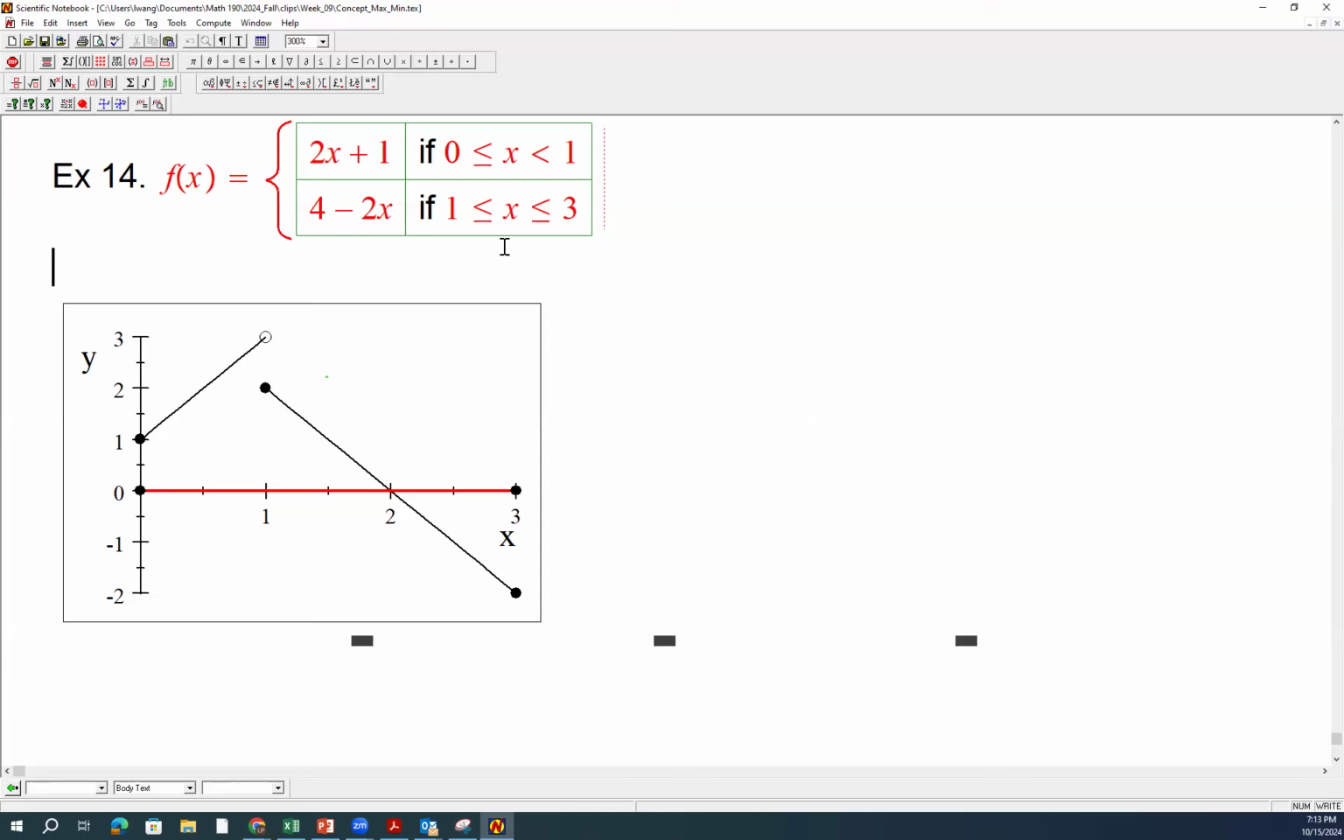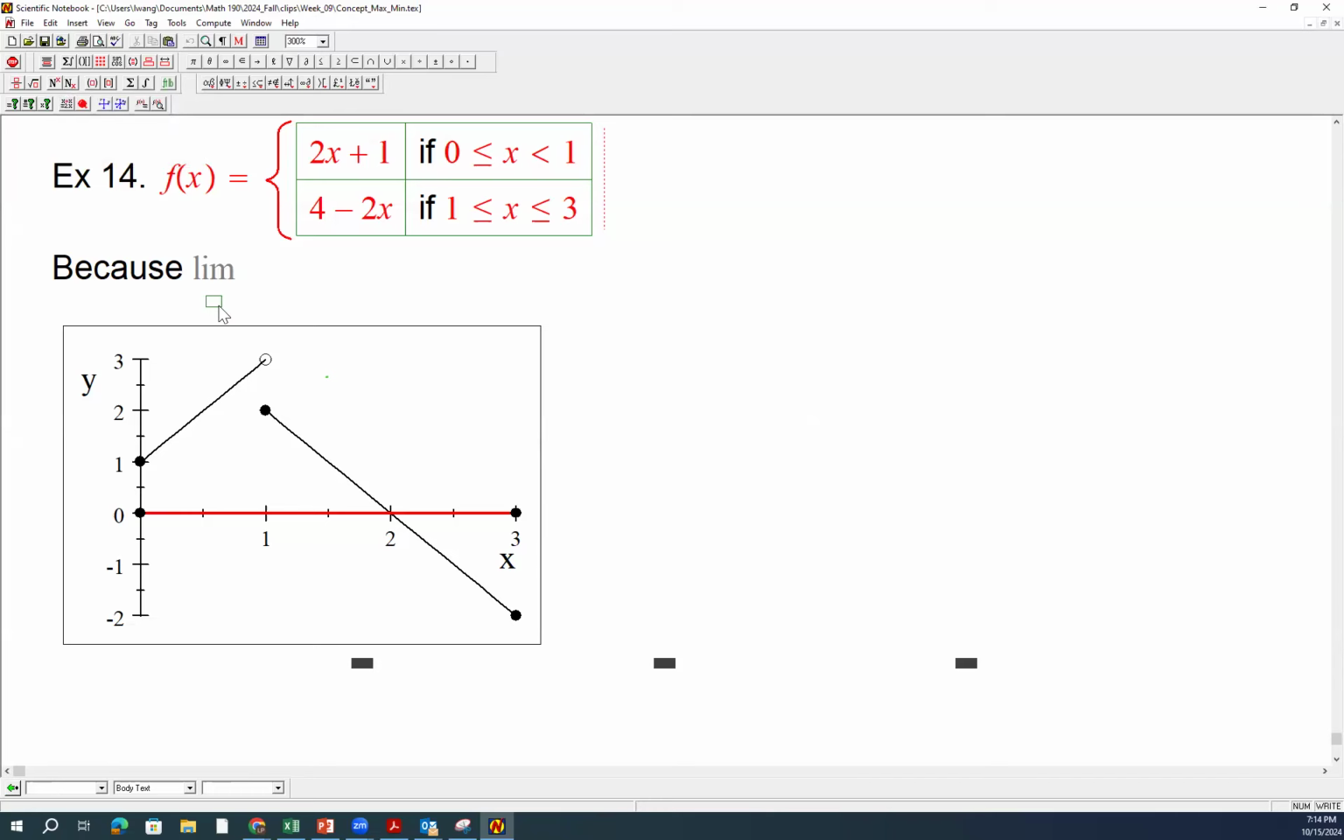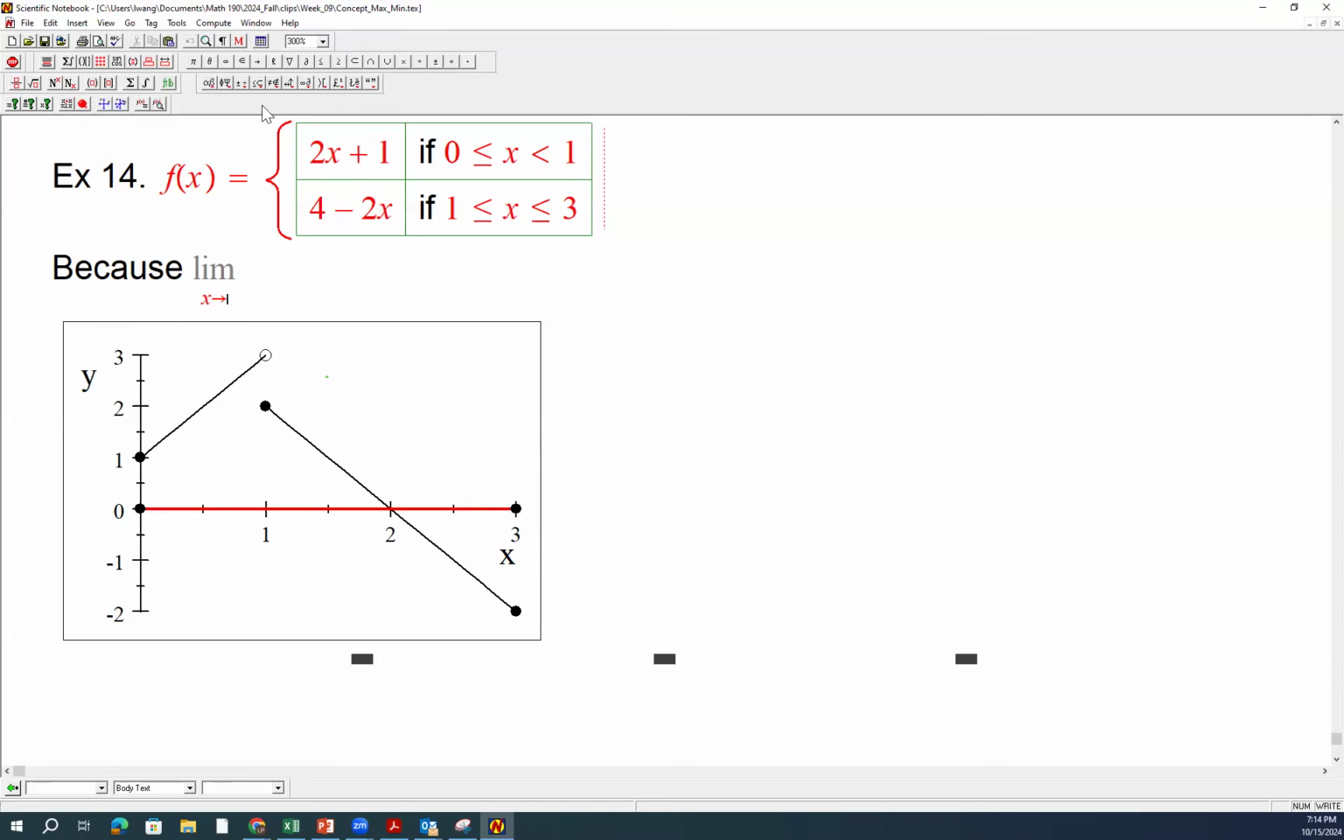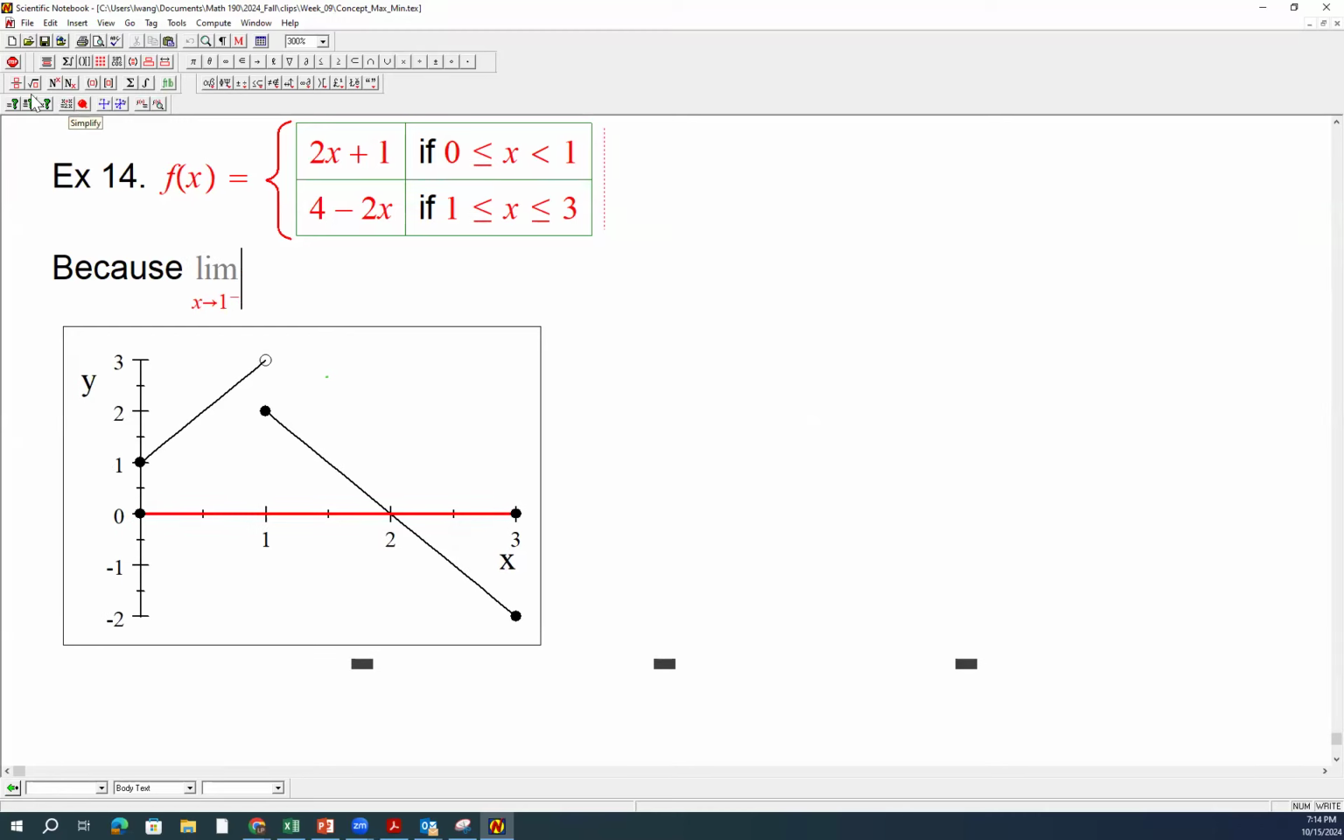So how do we say it? You can say, because the limit, right? We're going to bring up the definition of x approaching which number? Approaching 1 from smaller, right? That function's limit from the left of 1 is a direct substitution, right? We're going to use the top piece, so 2x plus 1, so 2 times 1 plus 1, and so that limit is a 3, right?